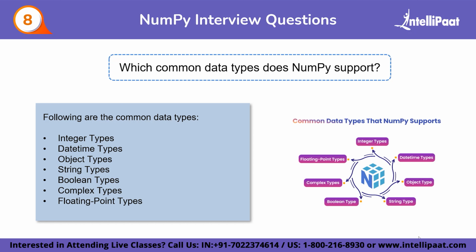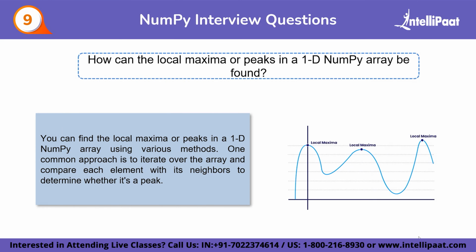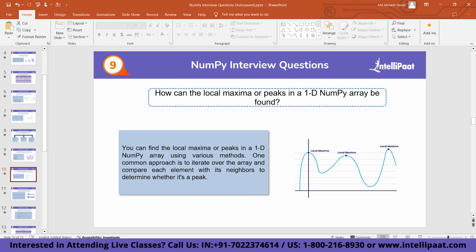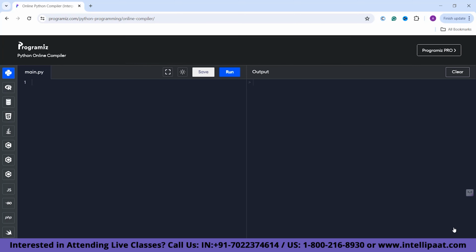So moving on to our next question, which is, how can the local maxima or peaks in a one-dimensional array be found? You can find the local maxima or peaks in a one-dimensional array using various methods. One common approach is to iterate over the array and compare each element with its neighbors to determine whether it's a peak. So for this we will see an example of how it works practically. Let's run the code here. For that I will take any interpreter. So let's start with our coding part.